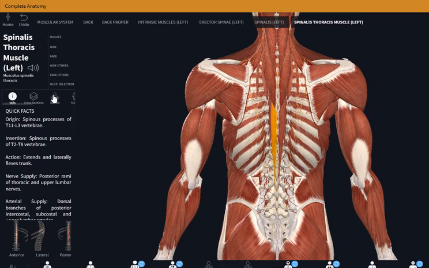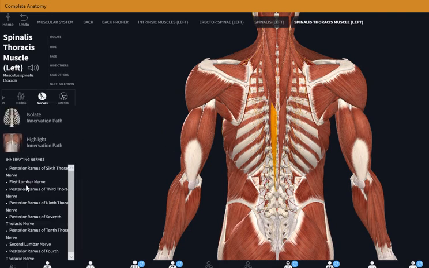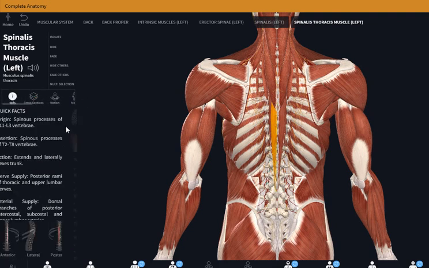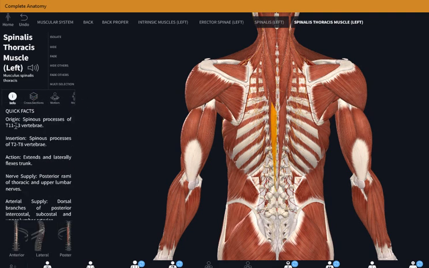So now we can pass to the nerves. The nerves involved here are the posterior rami. Since the muscle runs from T2 to T8 and T11 to L3, all the posterior rami of these nerves are going to be involved. But here it is going to start from T3.